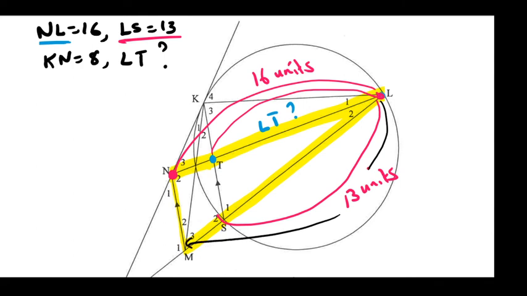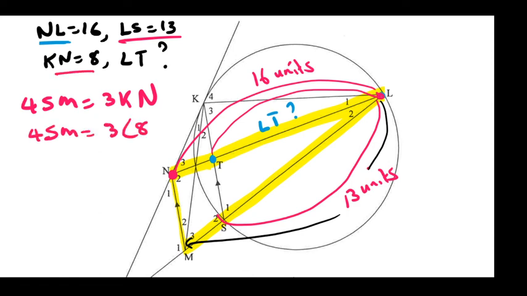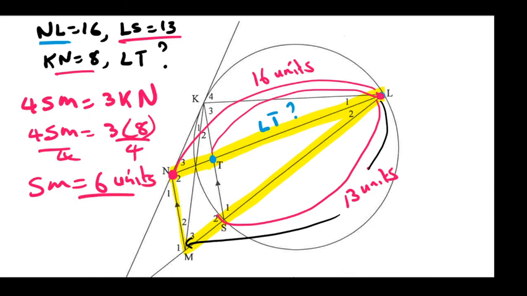But we know SM, right? How do you know SM? Remember, we were told in the previous question that 4SM is equal to 3KN, right? And we are given KN as 8, right? So it's 4SM is equal to 3 times 8, divide by 4, divide by 4. So SM is equal to 6 units, so meaning that from here to here, it's 6 units, alright?